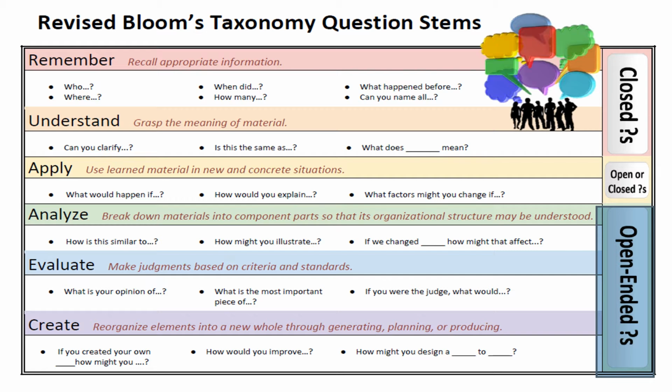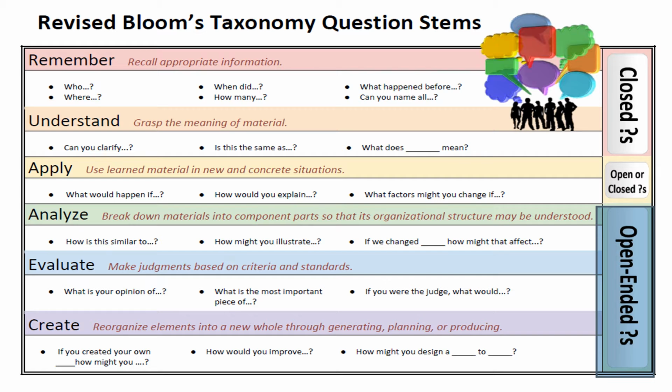So today we're going to be looking at Bloom's taxonomy question stems. And there are 6 different types. Some are open and some are closed. It tells you on the right-hand side whether they are open or closed. Let's look at the first one.